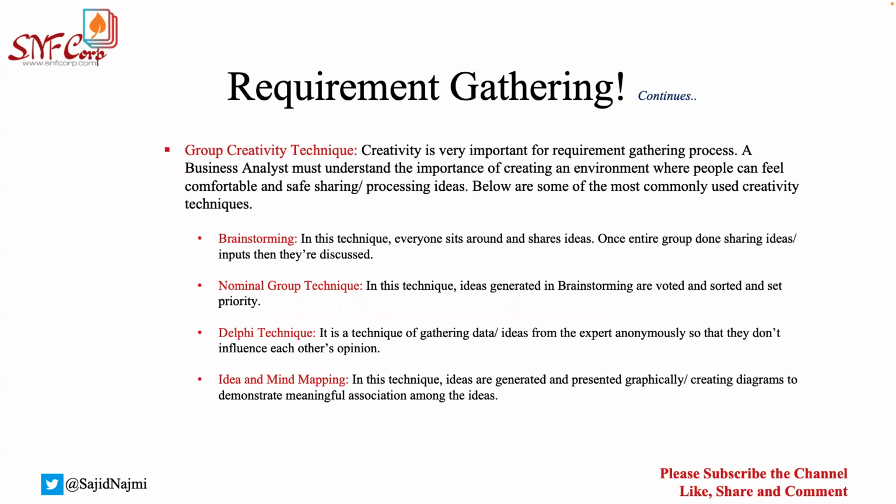Next, there are some group creativity techniques. These techniques are also very important for requirement gathering. A BA must understand the importance of creating an environment where people can feel comfortable and safe sharing process and ideas. What does it mean? You have a lot of people in one place. Some might be team members, some might be the CEO or directors, senior directors, or key stakeholders.